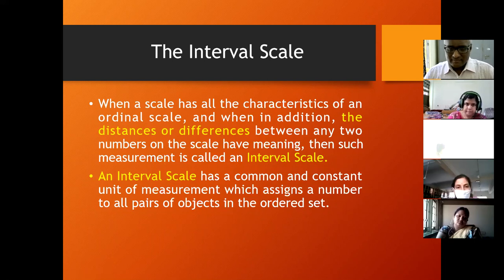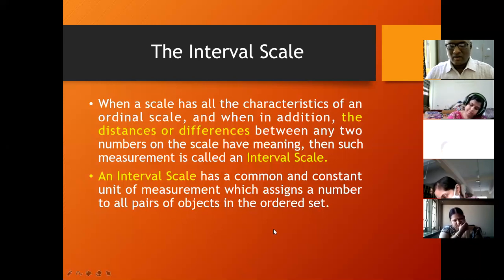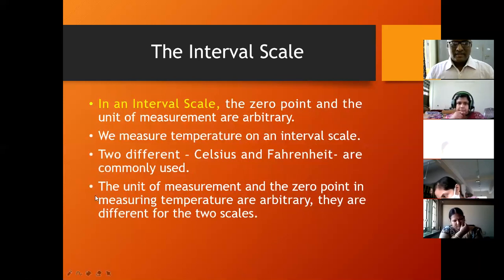What is high? What is low? What is medium? What is the income level you have taken? So what does the interval scale do? Interval scale makes an improvement on the nominal scale and ordinal scale. For the distances between the two variables, we give a meaning. An interval scale has a common and constant unit of measurement which assigns a number to all pairs of objects in the ordered set. In an interval scale, the zero point and the unit of measurement are arbitrary.